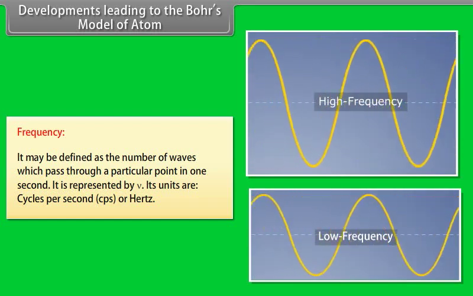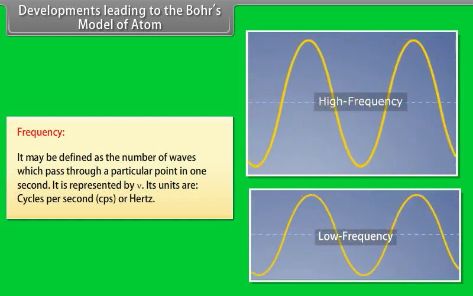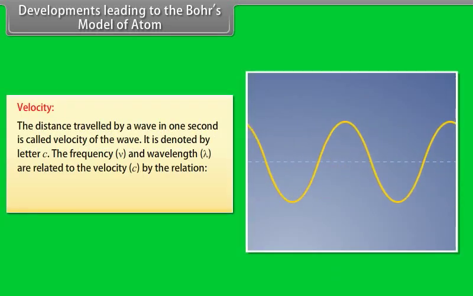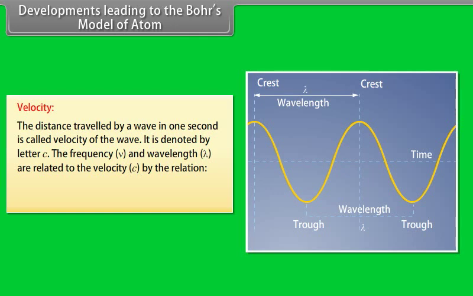It is represented by mu. Its units are cycles per second or hertz. Velocity. The distance traveled by a wave in 1 second is called velocity of the wave. It is denoted by letter c. The frequency and wavelength are related to the velocity c by the relation c is equal to mu into lambda. Its unit is meter per second.